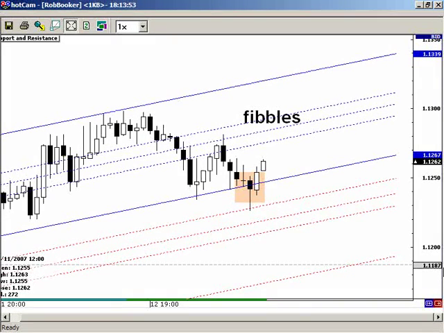So those are fibble lines, and those are Winnipeg lines. You can sell below the bottom of a rising channel and trade to the Winnipeg lines, or you could buy at the bottom of a rising channel and trade to the fibble line.